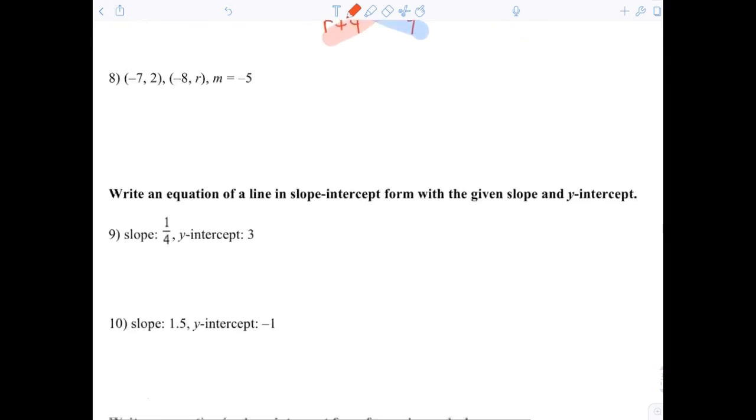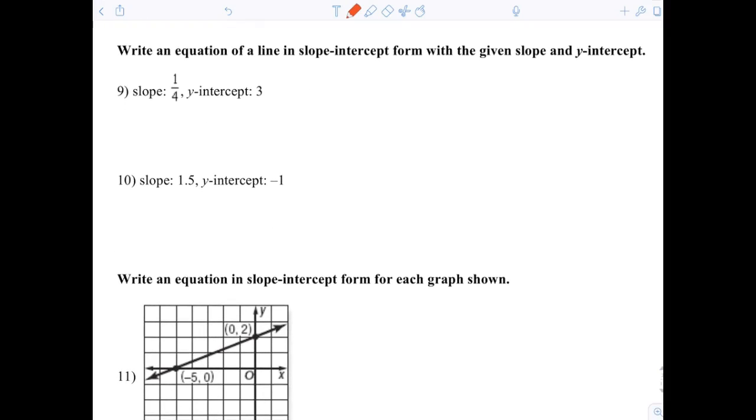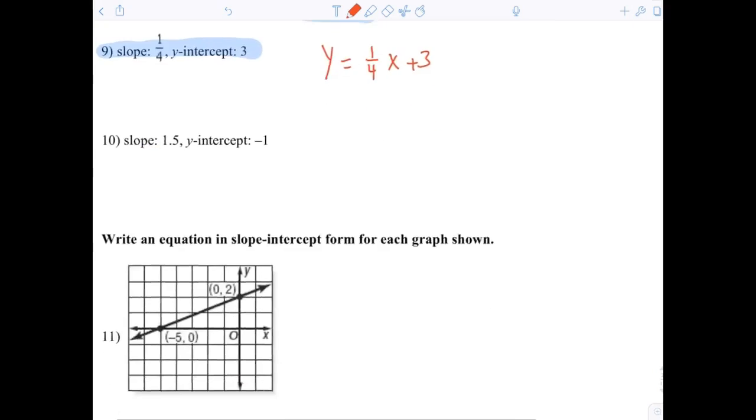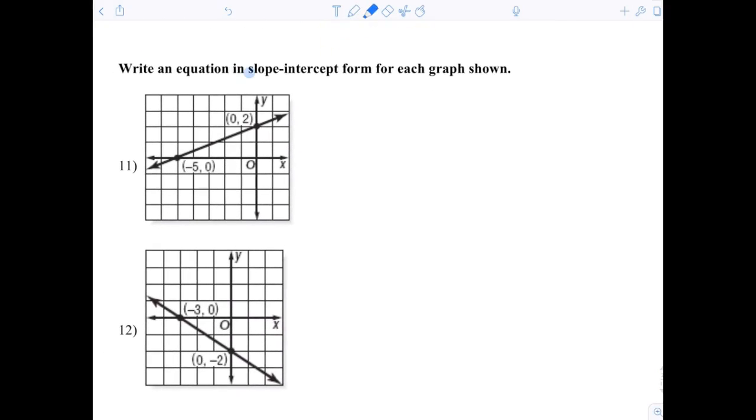All right. Now let's take a look at number 9. Write the equation in what form? Slope-intercept form. Which is going to be super easy because they're giving me in this problem what? Slope and the intercept. So you should be able to just quickly write y equals 1/4 x plus 3. Now remember, at the top here, you might want to remind yourself y equals mx plus b. That's that form. Very good. Again, write it in slope-intercept form.